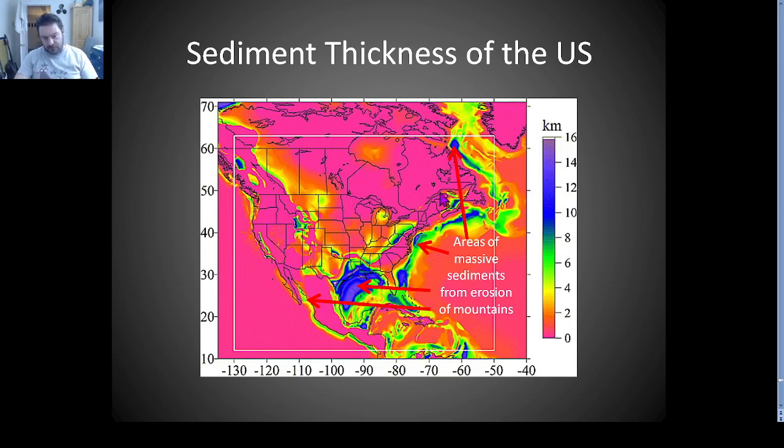And there's the White Mountains. They're all bare. Basically, that's a sediment thickness. But look, massive sediments here. Massive sediments off the coast of Nova Scotia. Massive sediments here off the coast of Florida and Georgia. Massive sediments in through here off of Cuba.